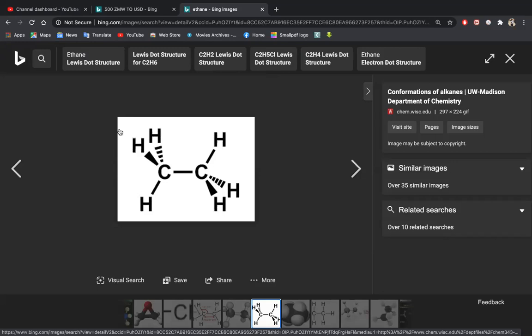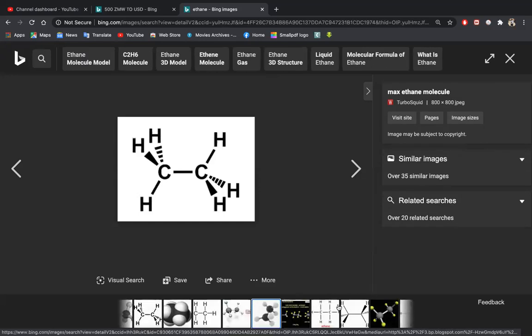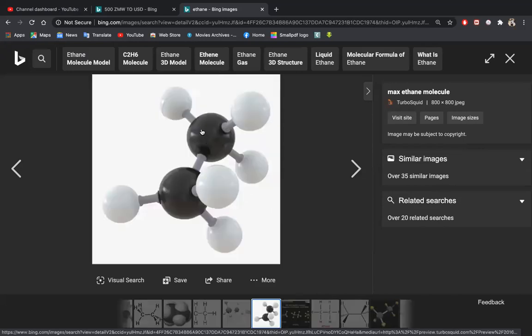Now, when you get the actual molecule, when you assemble the actual molecule, the ball and stick model, something like this, you see that okay, yeah, this hydrogen is facing me, this hydrogen is behind, and this one is in front. You get it?